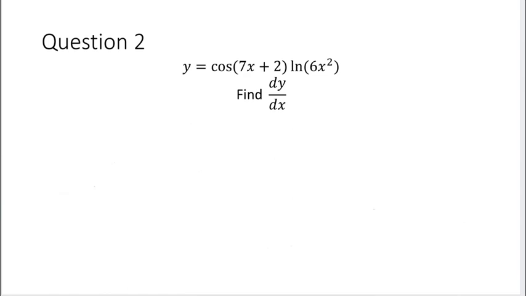where we have a function multiplied by another function. So when we have this situation, we want to use the product rule. So what I'm going to do is let u be cos 7x plus 2, and I'm going to let v be natural log of 6x squared.